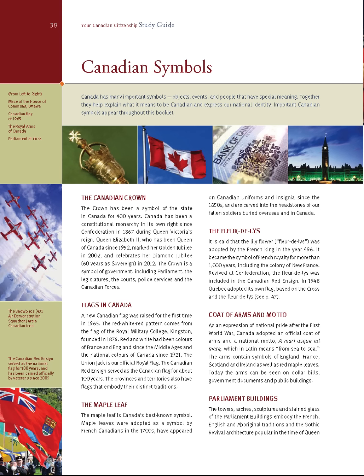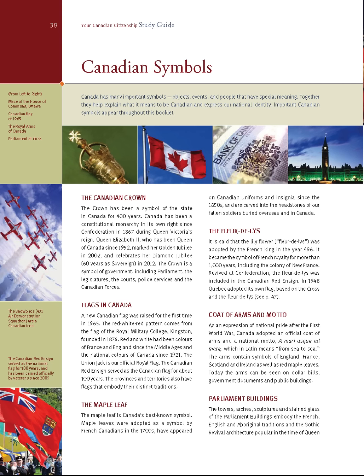Coat of arms and motto. As an expression of national pride after the First World War, Canada adopted an official coat of arms and a national motto, A mare usque ad mare, which in Latin means from sea to sea. The arms contain symbols of England, France, Scotland, and Ireland, as well as red maple leaves. Today, the arms can be seen on dollar bills, government documents, and public buildings.